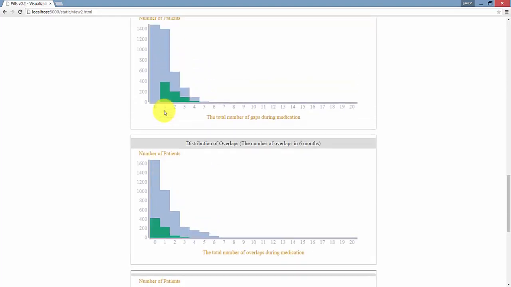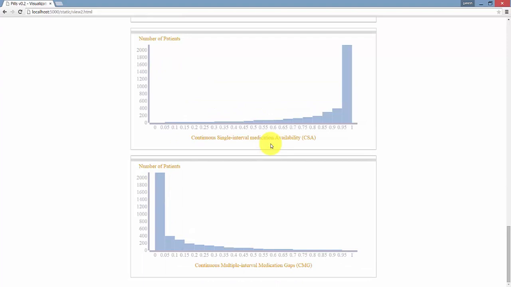Apart from these, other measures like continuous single interval medication availability or continuous multiple interval medication gaps are the other ones which you can explore using this tool.